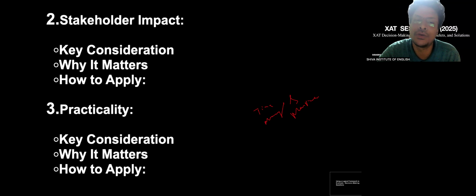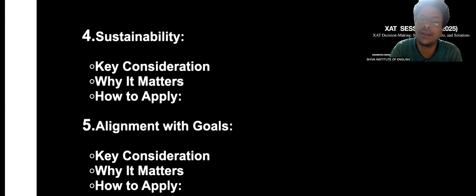So when we talk about using a logical framework to evaluate decision-making questions, what are the things we need to focus on? We need to focus on ethics. Second one is called stakeholder impacts. And the third one is called practicality, right or not? Besides this, you would find the next one, which is called sustainability, right?